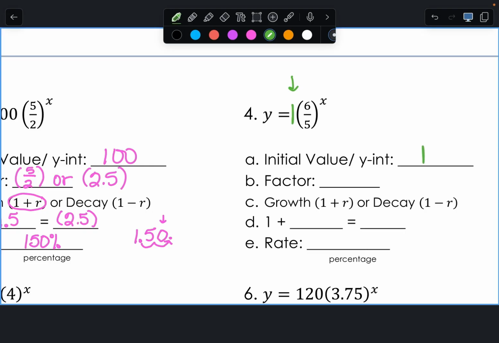The factor is 6 over 5, or as a decimal, 1.2, which represents growth. What did I add to 1 to get to 1.2? 0.2. And 0.2 as a percent is 20%. If you rush this assignment, it's very, very easy to make mistakes. So please take your time.